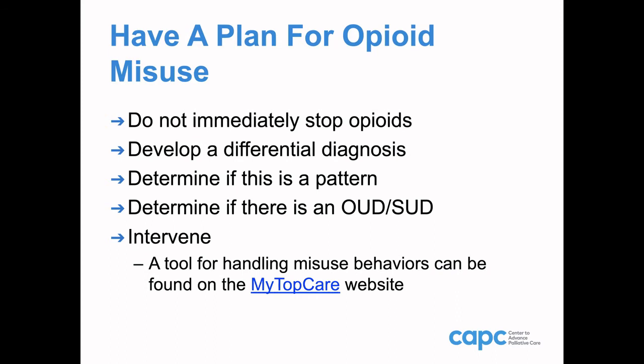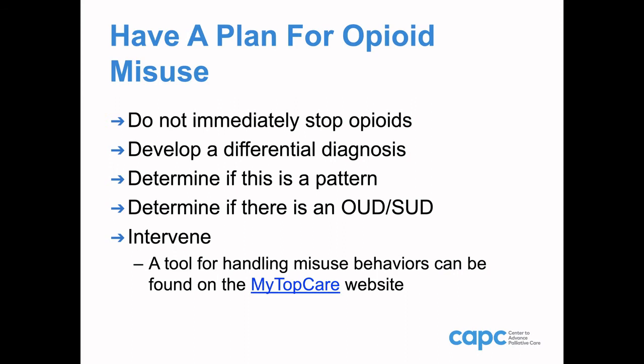You have to determine if it's a pattern. Seeing one behavior in a snapshot is not helpful. You have to see patterns of behavior over time to really make a diagnosis of OUD or SUD. And at some point, you may have to make that determination. If there's a repeated pattern, if it's interfering with somebody's daily function and ability to do their work or have relationships, then you need to be comfortable with the DSM criteria for OUD and make the diagnosis. And then, most importantly, know how to intervene.